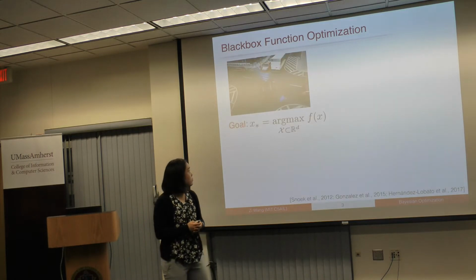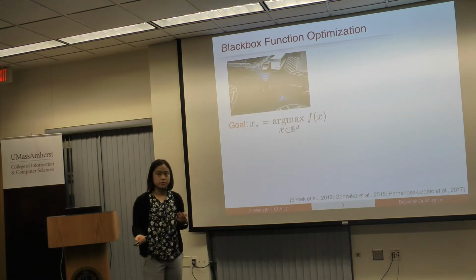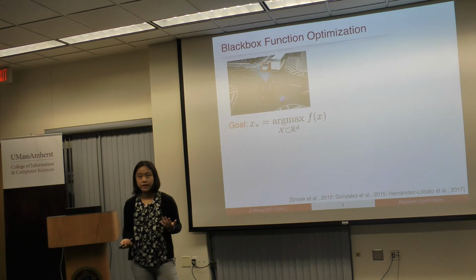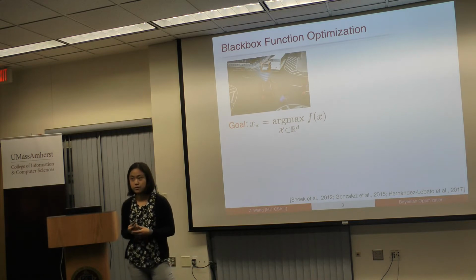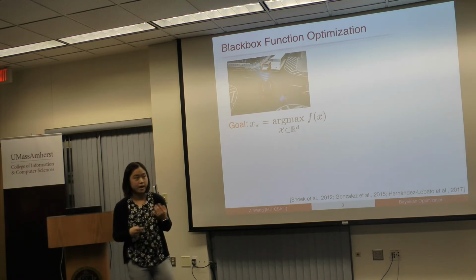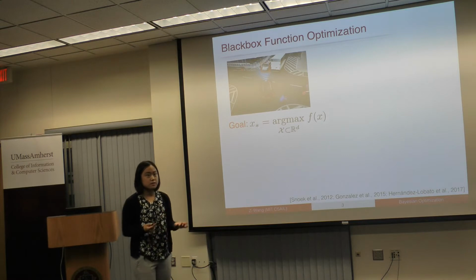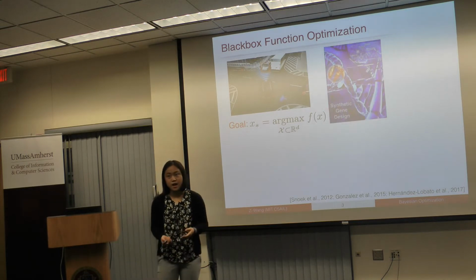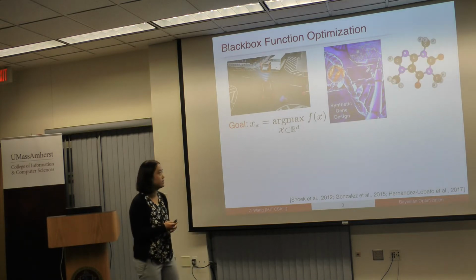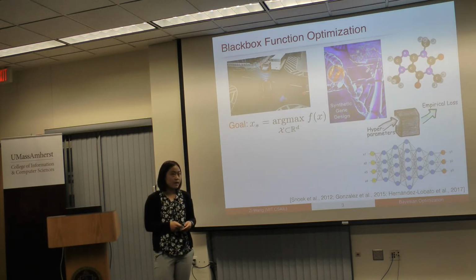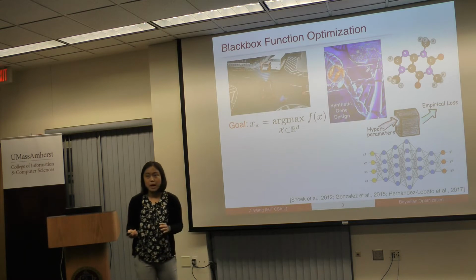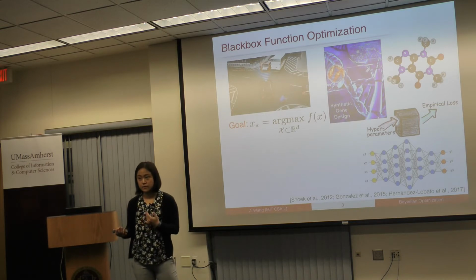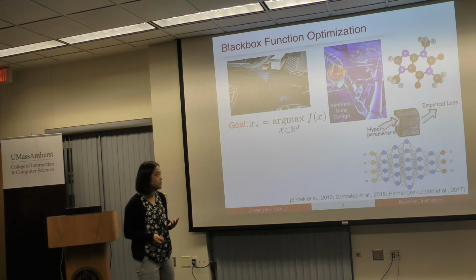These types of problems also appear in many other areas in science and engineering. For example, tuning hyperparameters for systems like autonomous driving systems, experimental design for biology and chemistry, as well as tuning hyperparameters for machine learning algorithms like deep learning approaches.